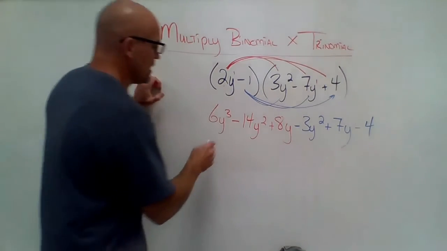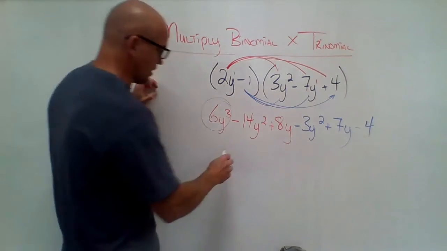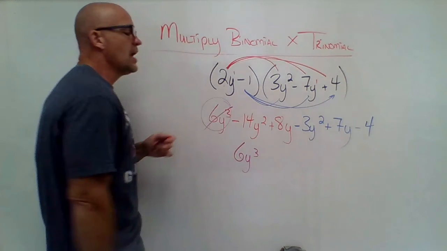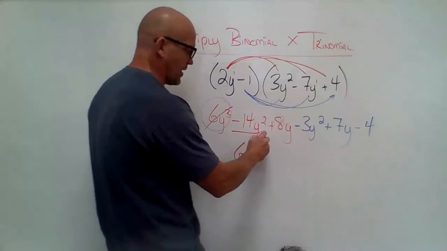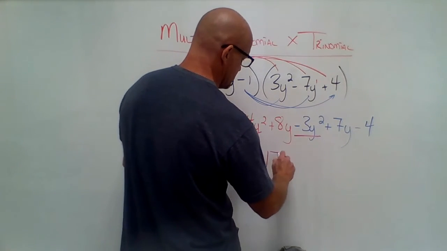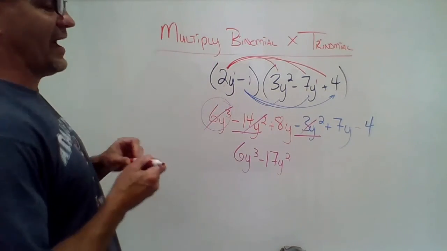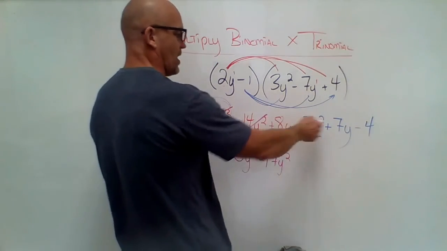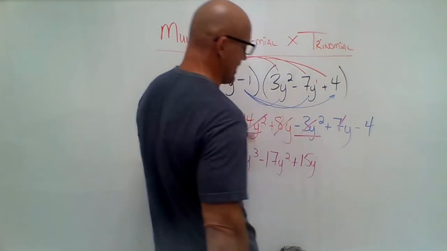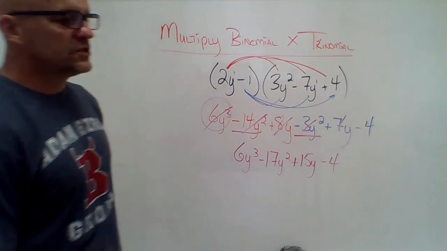So let's do that. 6y cubed is the largest degree monomial there. That means we're going to put him down first. Nothing to combine him with, so he just comes down. I'm then going to go to the squares. I have a negative 14y squared. I also have a negative 3y squared. If I combine those, I get negative 17y squared. Then I'm looking at my linear, or 1 degree, terms. My y's, 8y and 7y, of course, make 15y when I add them. And then last but not least, that constant of negative 4 comes down. I again have a 4-term cubic.